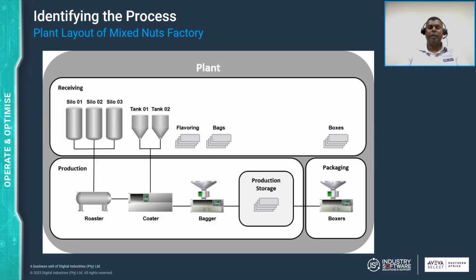So one of the key items when building an entity model or plant model is we need to identify the process. This can be assisted by referring to P&ID diagrams. For this example, we will be working with the plant layout of the mixed nuts factory.